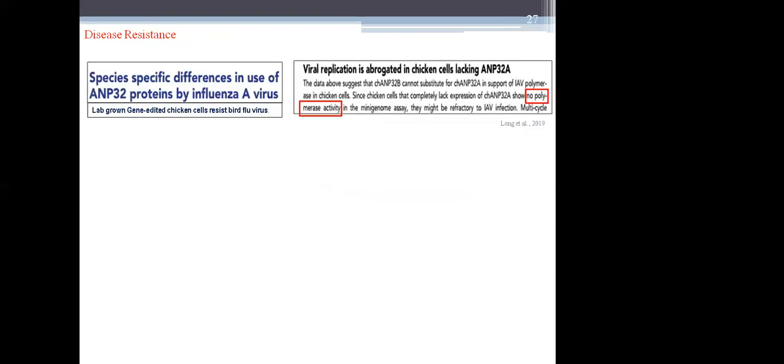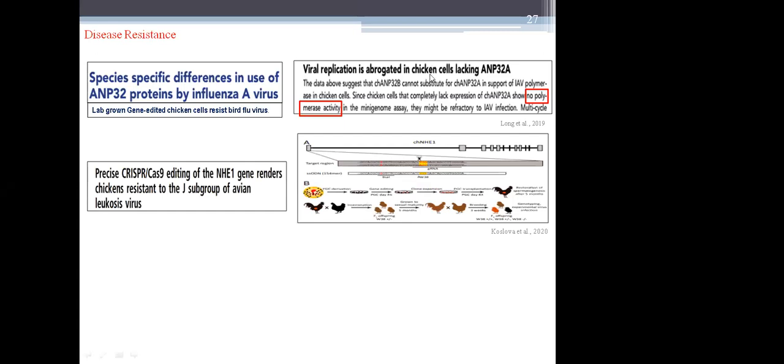Then another example in chickens is the ANP32 protein gene of chickens, which influenza virus uses for its own replication, because viruses, you know, are intracellular obligatory parasites, and they use the host system. So this virus uses ANP32 protein, and they use the polymerase, and then they perform its polymerase activity. But in cells which lack ANP32 protein, avian influenza could not replicate. So replication was abrogated in the chicken cells which were lacking ANP32A protein.